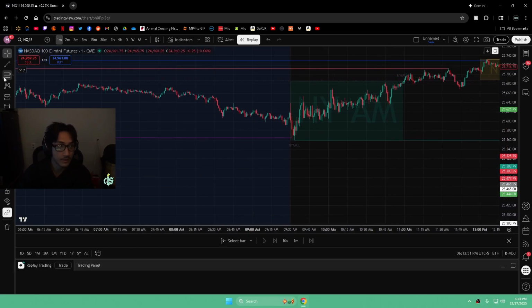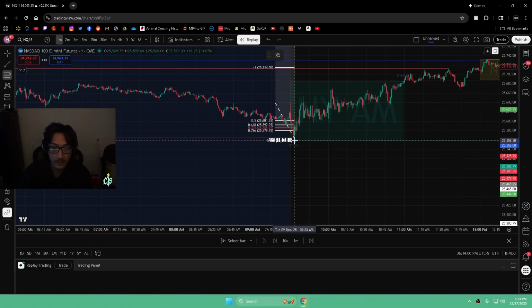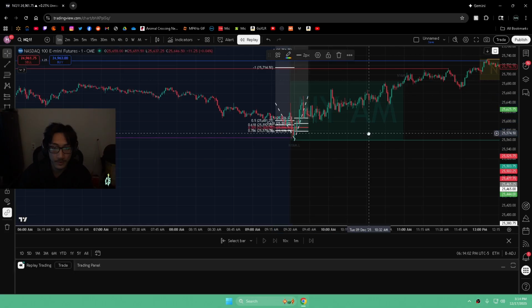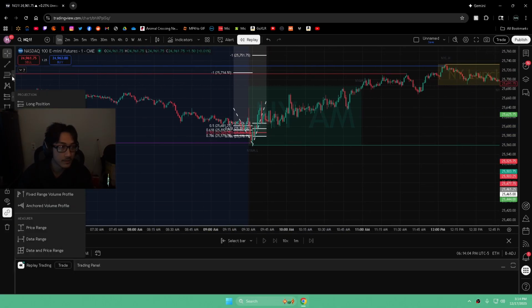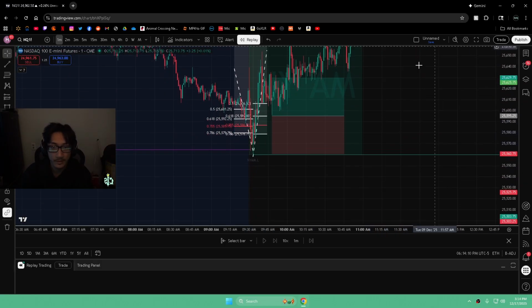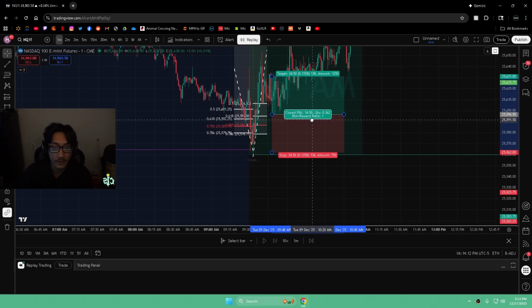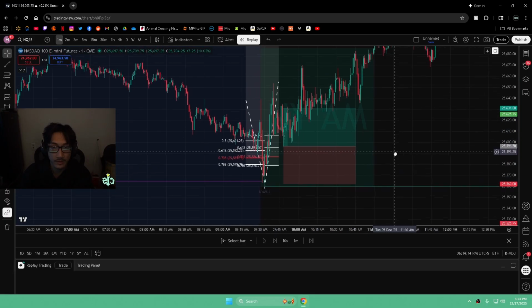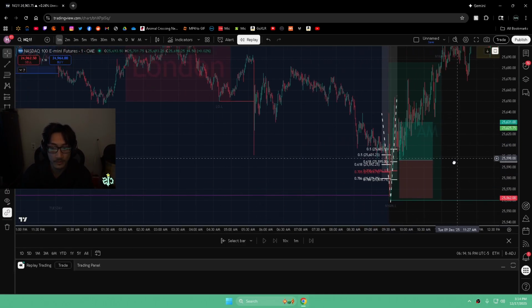Same thing right here. This is our manipulation. OTE. Entry zone, right here. This wick. Right there, we don't get fully filled at our limit. So just make sure you're looking at market.